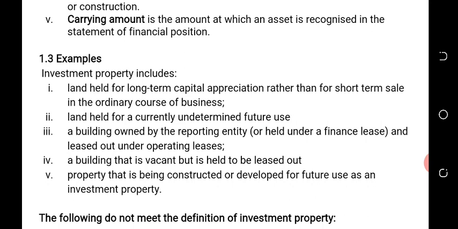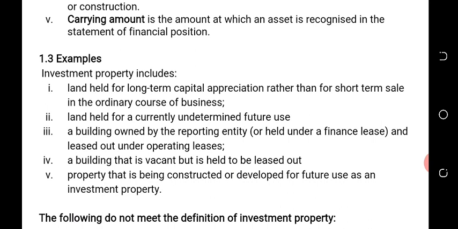That means it's for them to maybe sell it after 10 years or after 20 years. So they acquire the land for the company to sell it after 20 years or after 10 years. The reason is that the land is held for capital appreciation, not for sale in the ordinary course of the business. So such land should be treated in line with IAS 40.